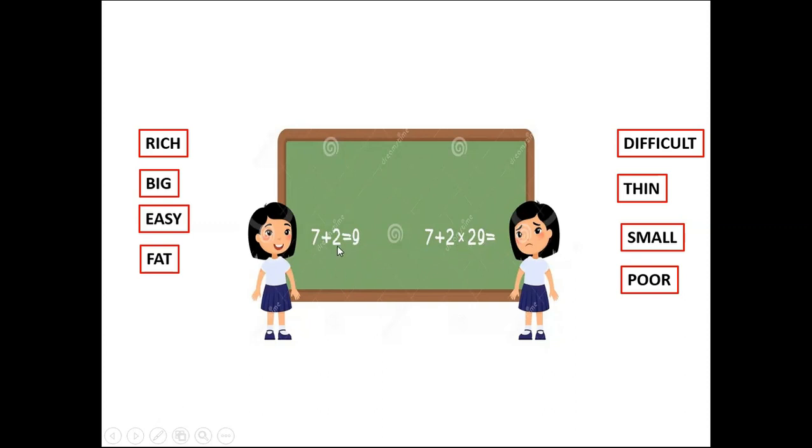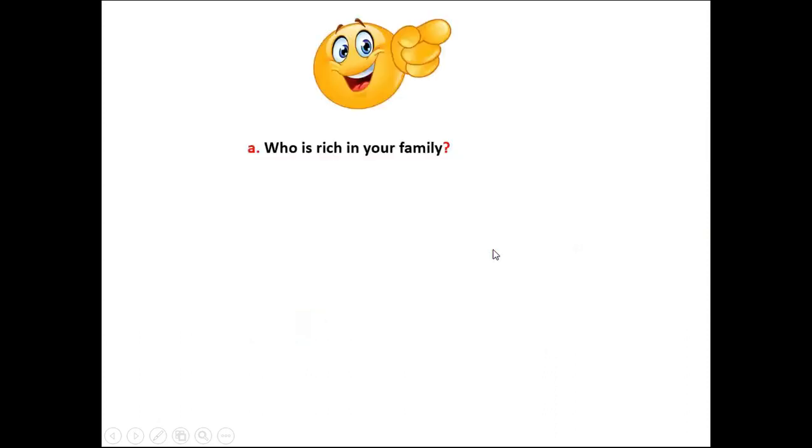Now, we have two problems, problem number 1 and problem number 2. Two girls, girl number 1, girl number 2. Girl number 1 is happy and girl number 2 is sad. So the problem number 1, in comparison to the problem number 2, is easy, right? The problem is easy. But the problem number 2 is difficult, right? Easy and difficult.